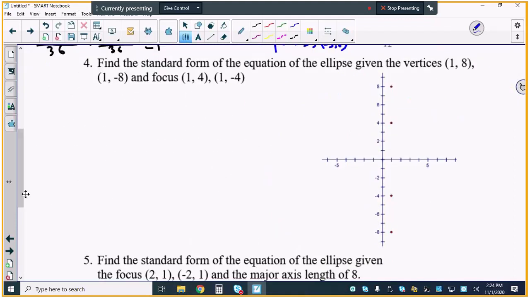Find the standard form of the equation of the ellipse given the vertices are (1, 8) and (1, -8), foci at (1, 4) and (1, -4). And you just have to use one of those things. So first and foremost, since h is not changing, you can at once say that h is equal to 1. Since you are changing k, that means it is going to be a vertical major axis.